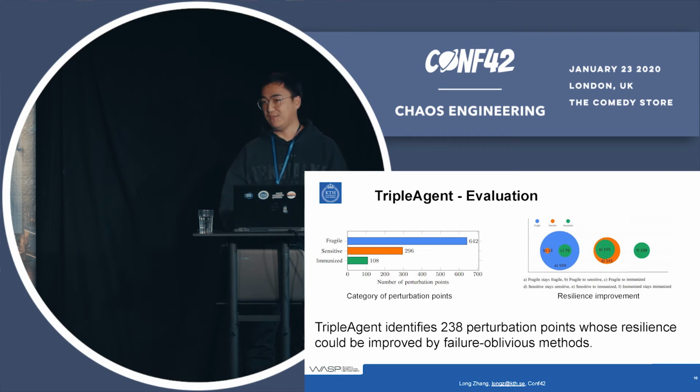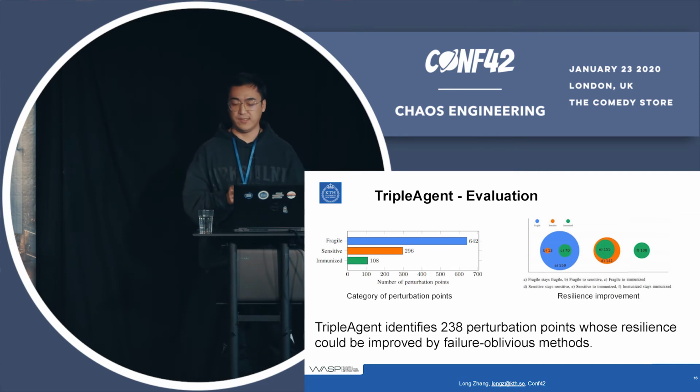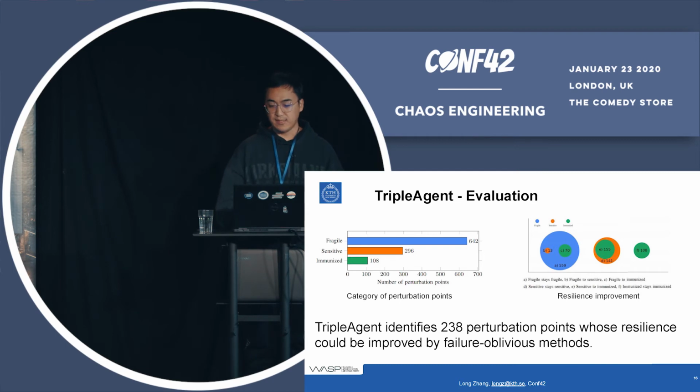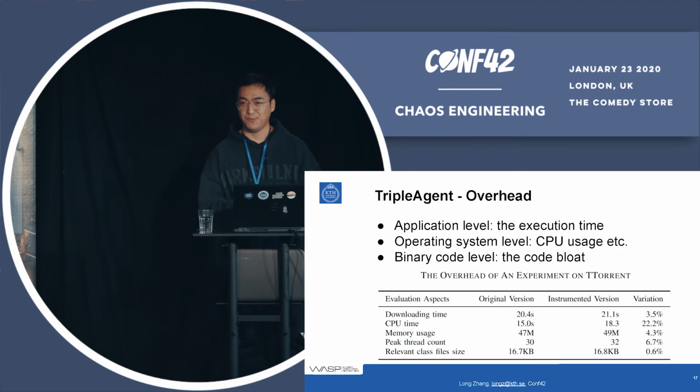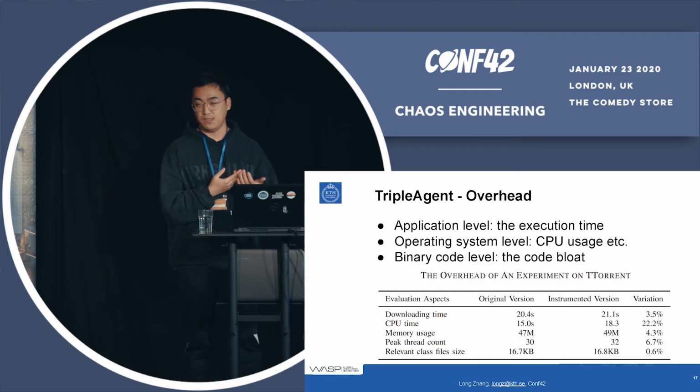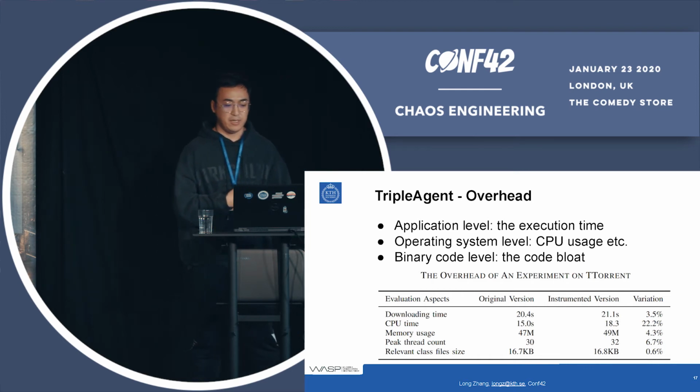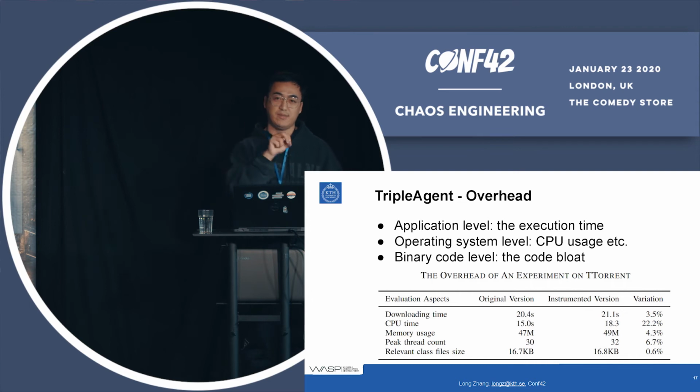And then we run these failure-oblivious computing experiments to intercept exceptions and compare the behavior again. Then we could have the figures on the right, with some improvement suggestions for developers. So this is the second idea I would like to share. Actually, the overhead of TripleAgent is quite acceptable because we only instrument the bytecode to inject some exceptions, and it happens only in these methods which declare to throw exceptions. So the only thing I could see is the CPU time. Sometimes it causes more computation resources.